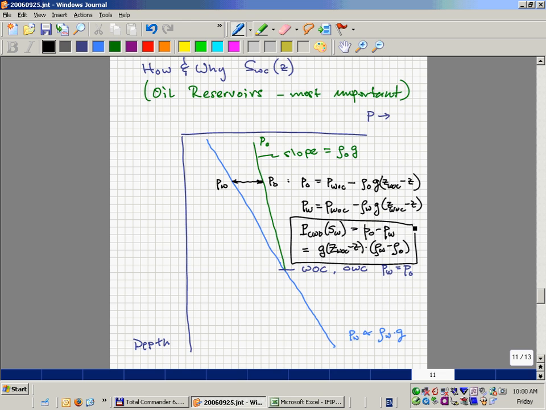So at each depth, we know the capillary pressure. We know P_O and we know P_W, so we know the capillary pressure. From this capillary pressure curve, we know what water saturation is at that capillary pressure. So we know the water saturation associated with this difference. This relationship gives us water saturation as a function of depth.